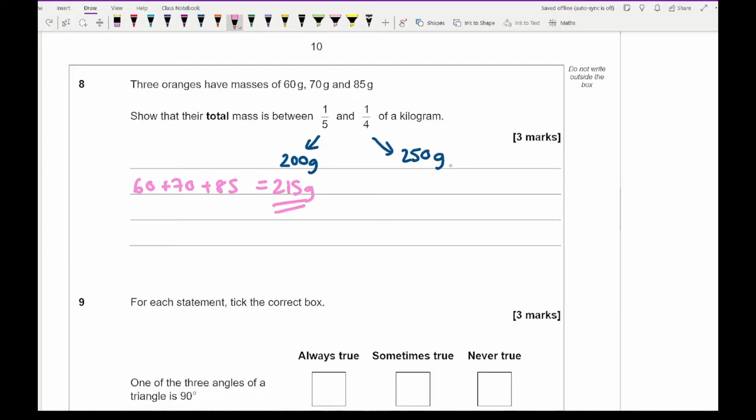And as you can see, you can then write something along the lines of 215 is between 200 and 250, or you could write it using inequalities. So we've got 200 grams is less than 215 grams, which is less than 250 grams. So something along those lines would be absolutely fine for the 3 marks.